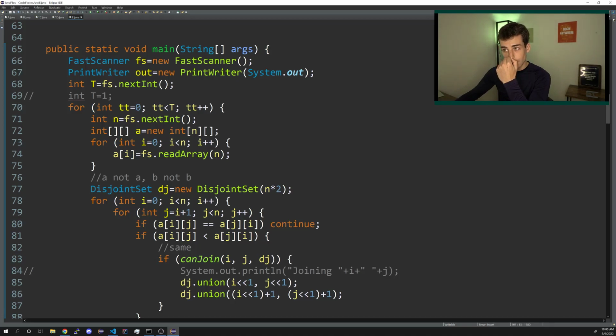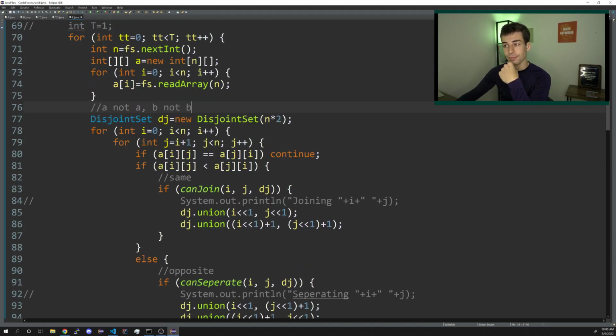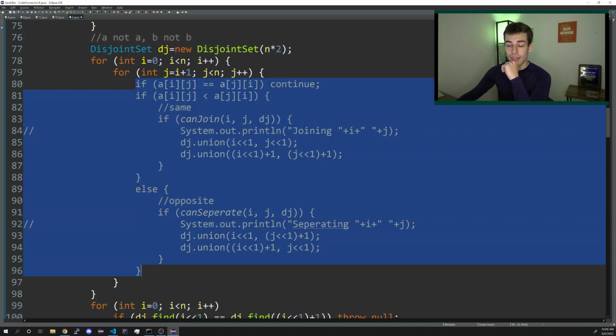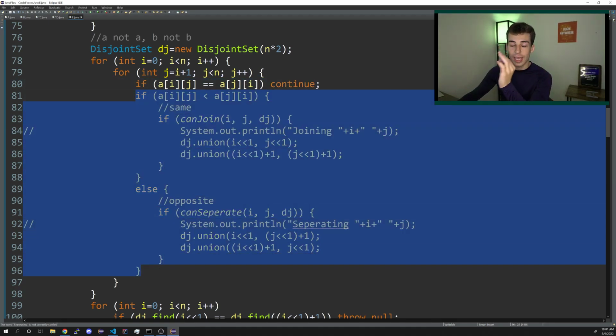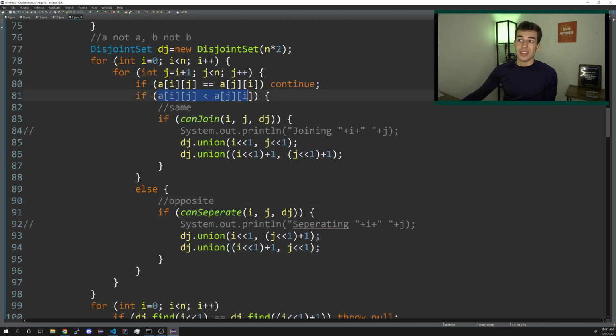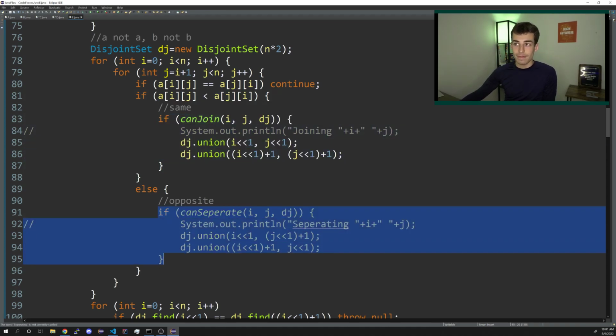Okay, so we've got this disjoint set, and then we have A, and then the flipped version of A, right? And then B and the flipped version of B. So we'll go through all of the elements that aren't on the main diagonal, and if they're equal, it doesn't pose any concerns to us, but if they're not, then this will be a condition that we'll try and satisfy in some way. If they're in the correct order, then I try and keep it the same. Otherwise, I try and make it opposite.